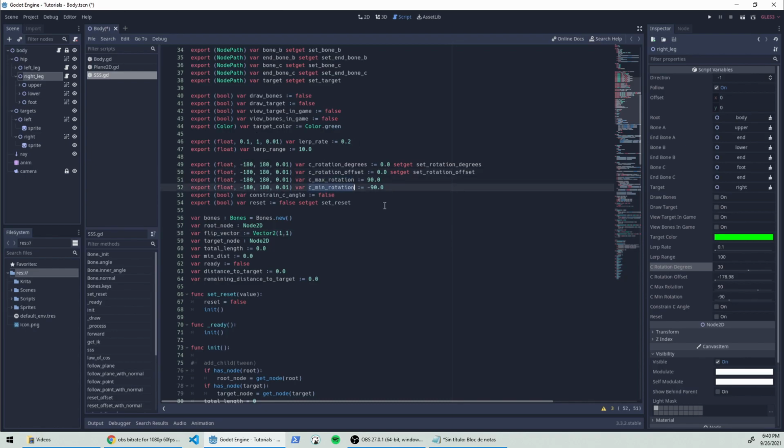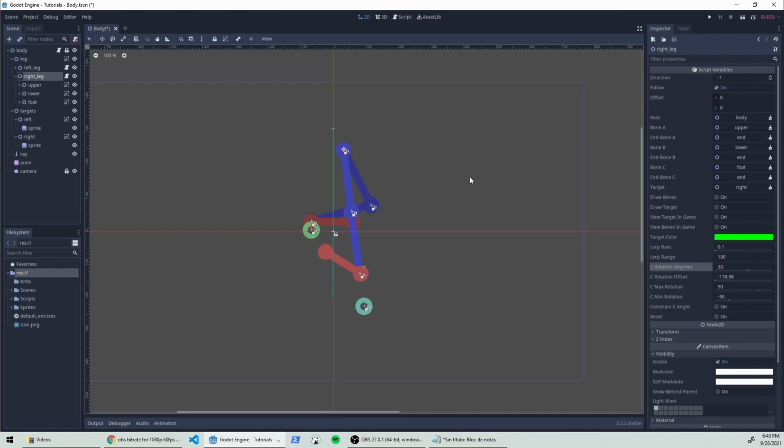Now this max and min rotation limits how much the foot can rotate, but it's only when it's using the offset. So if I set this constraint, it will activate the limits. If I set between 90 and minus 90, the rotation itself is not limited by that, so I can go anywhere. But if I'm using the offset, it's not going to go past minus 90 or 90, regardless of what the C rotation is. It's just that the sum of these two shouldn't go past those limits.